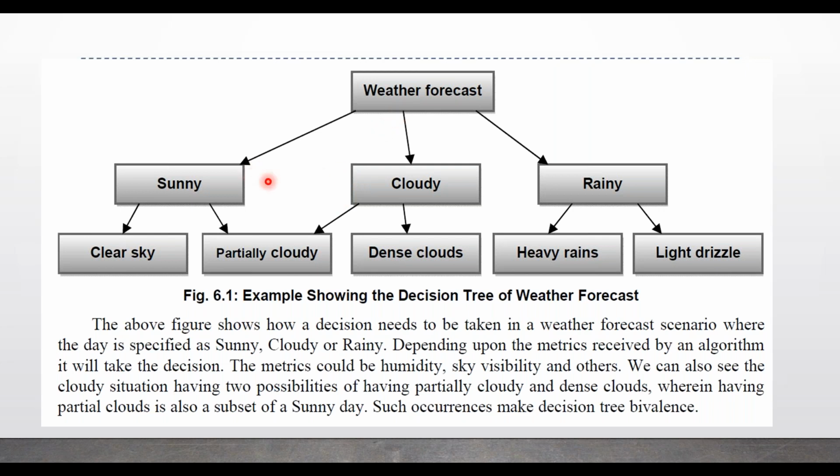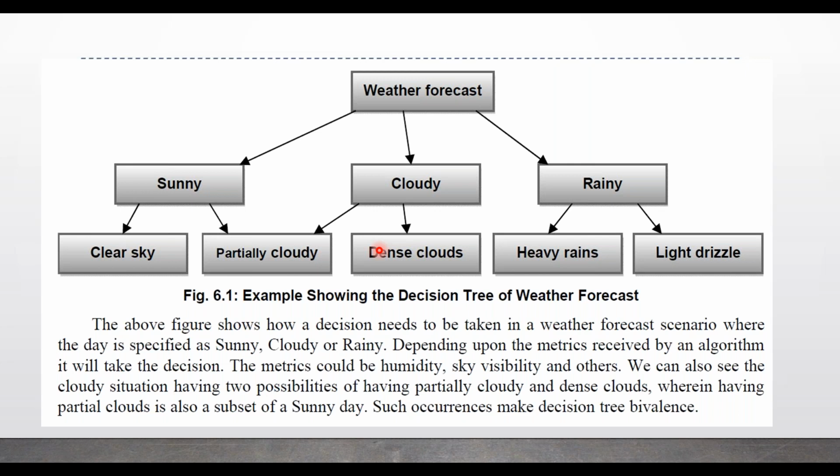So in a weather forecast, there could be sunny, or there could be cloudy, or it could be rainy. Looking at the diagram, there is another option where, instead of an or condition, there could be an and condition. That and condition is, if it's partially cloudy, it's connected to sunny as well as cloudy. So in the partially cloudy condition, there is sunny and cloudy both. And when they say it's cloudy, it could be partially cloudy, or there could be dense clouds. So in this scenario, we can assume a lot of and situations and or situations.